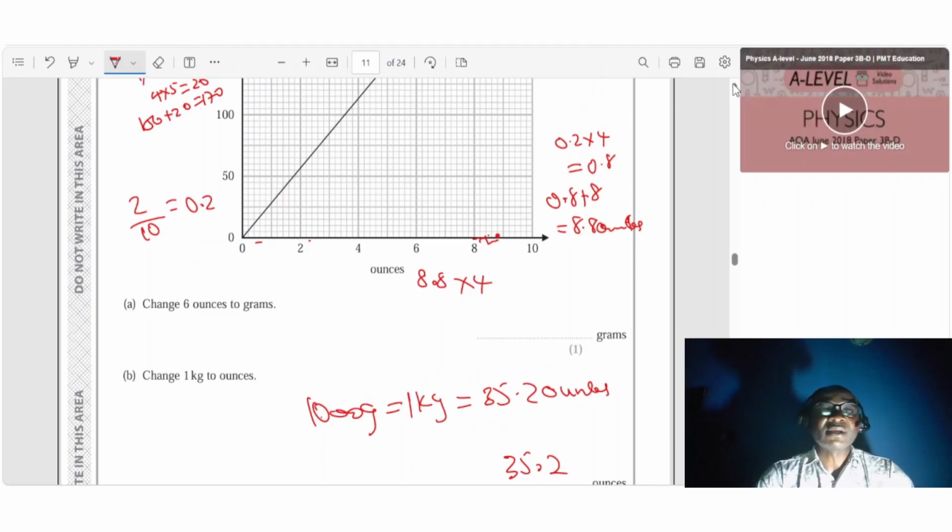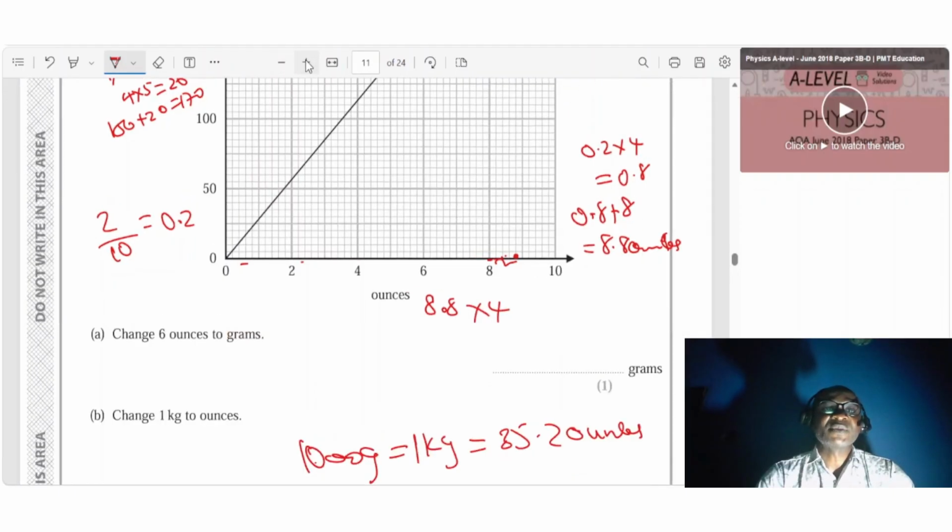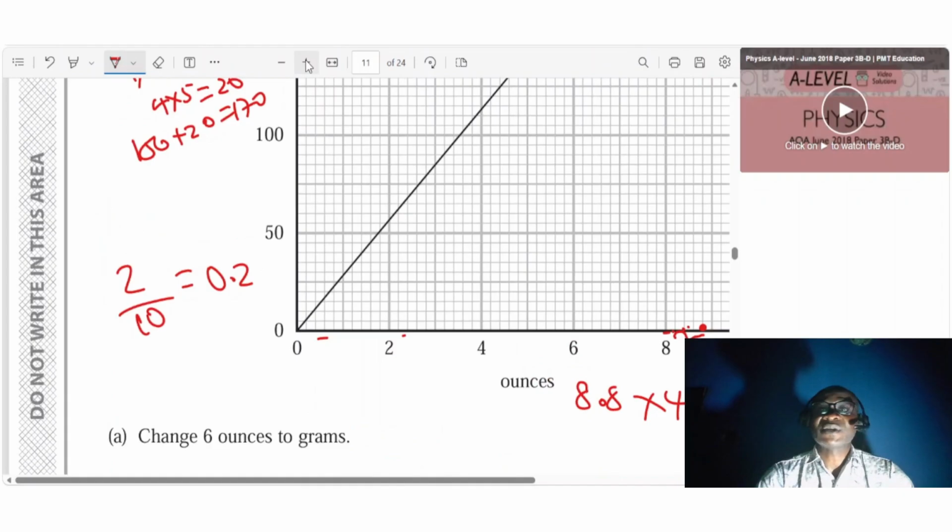Work out for me: how many ounces is 50 grams? How many ounces will 50 grams give you? Let me zoom it further for you so that you can see. Yes, it is very good now.